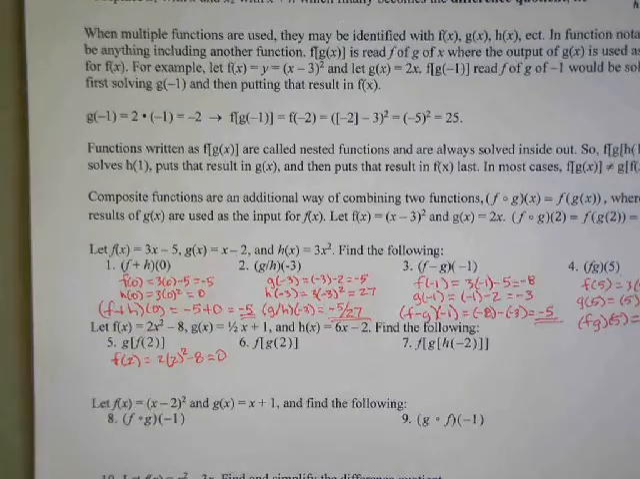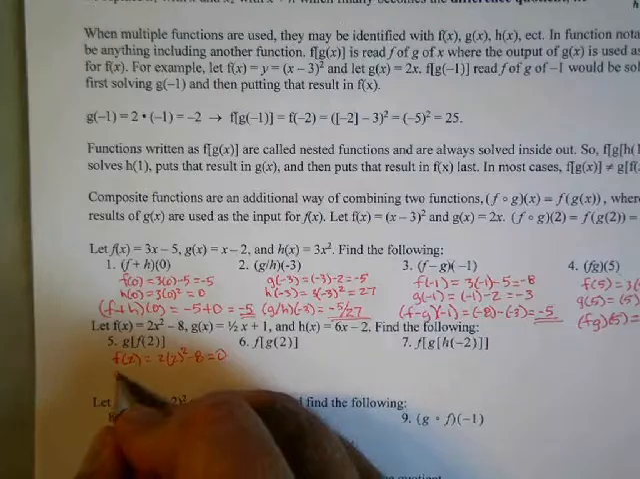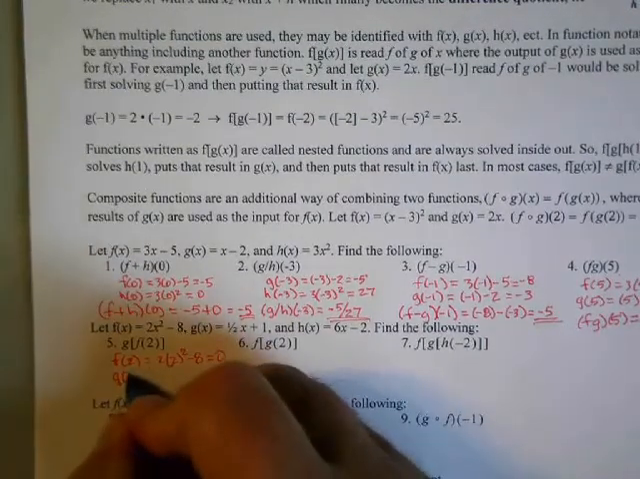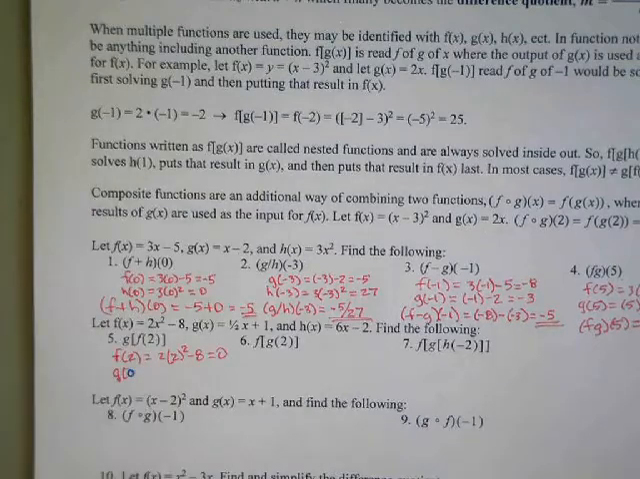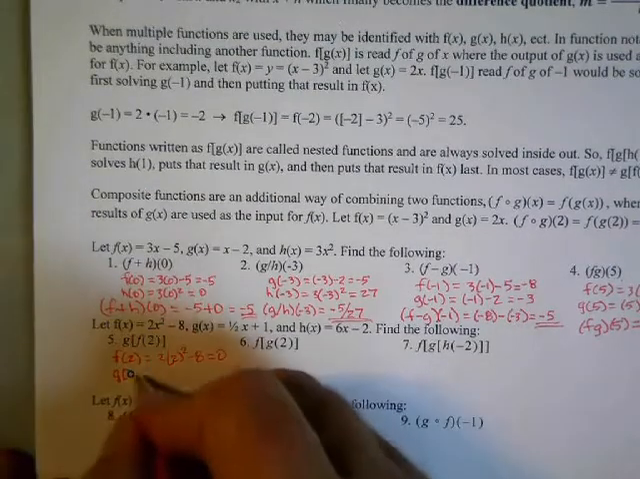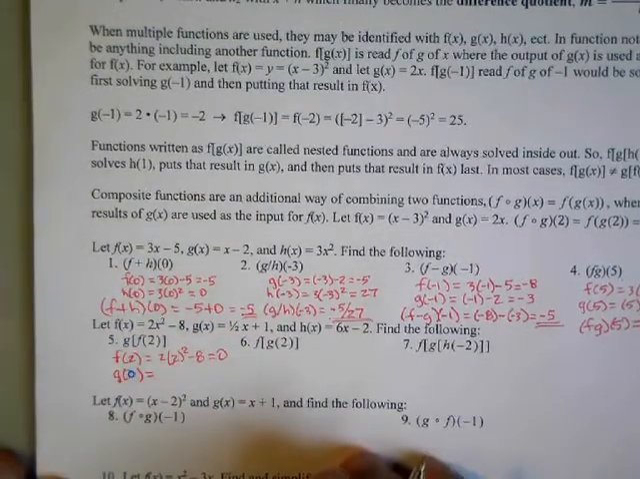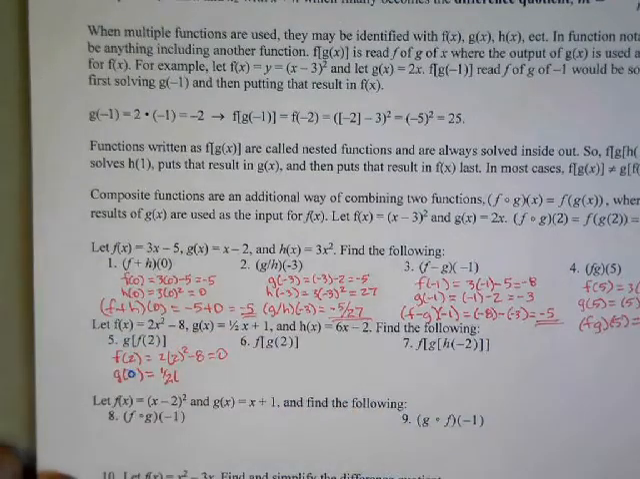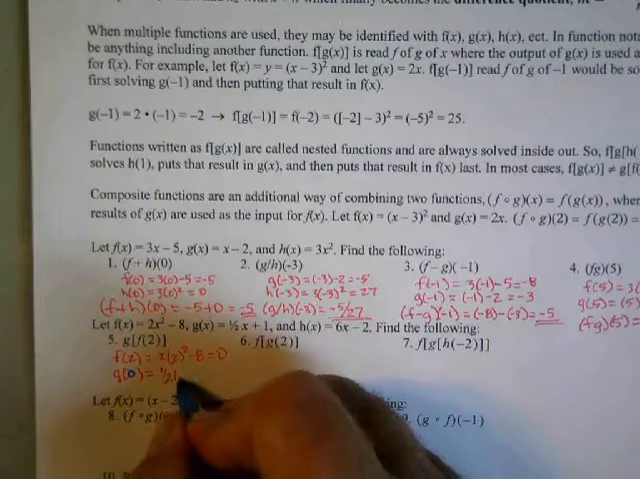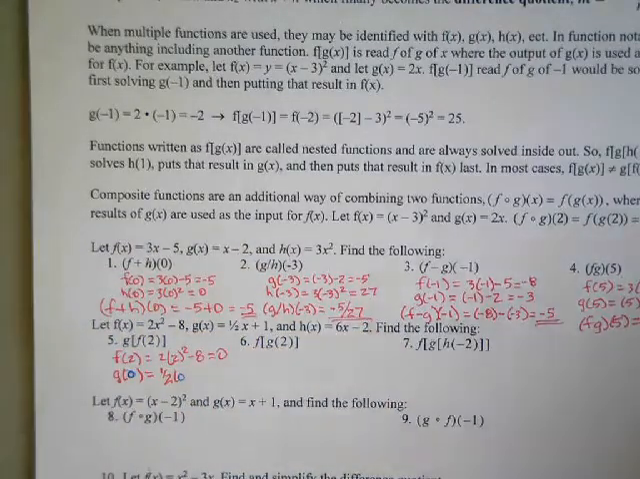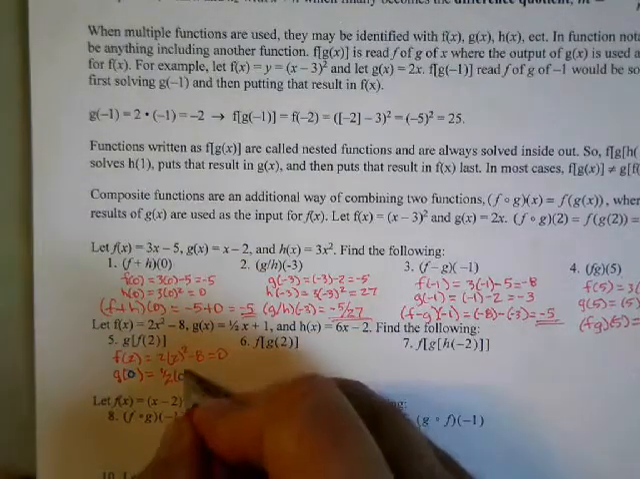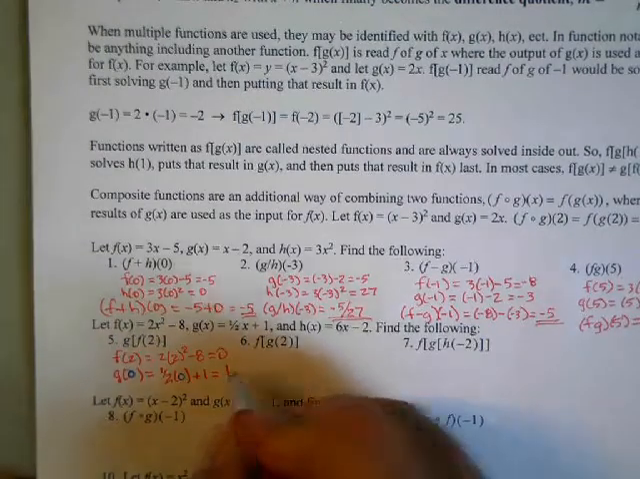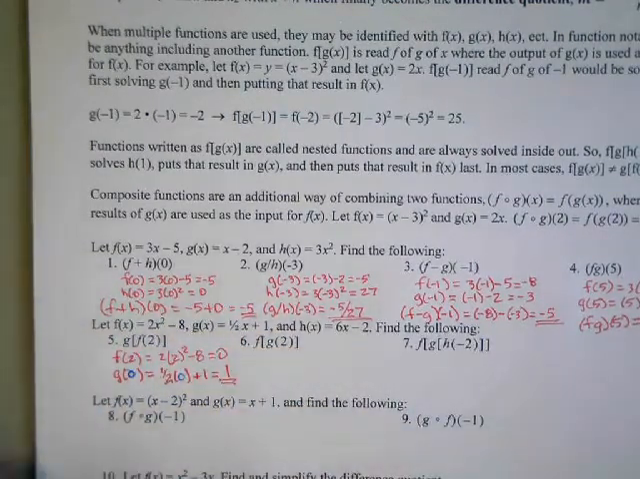And then we're going to do the g. But for the g, I'm going to put in that 0. And so I'm going to have 1/2 times the 0 plus 1, which is just going to give me 1. So there's my answer to number 5.